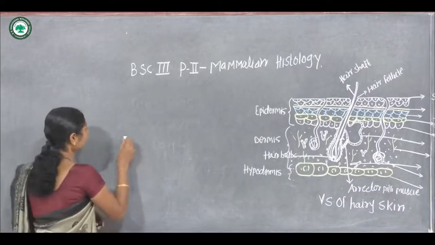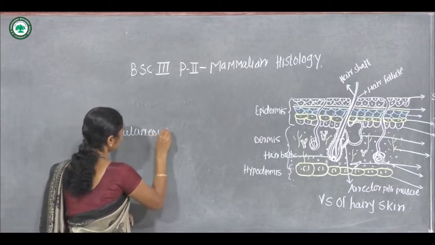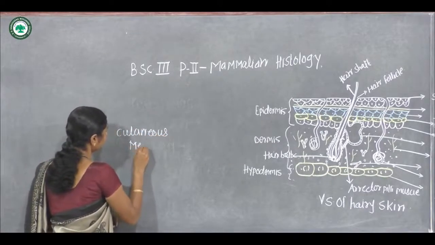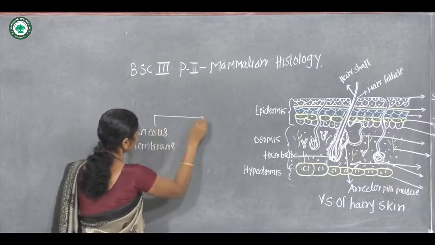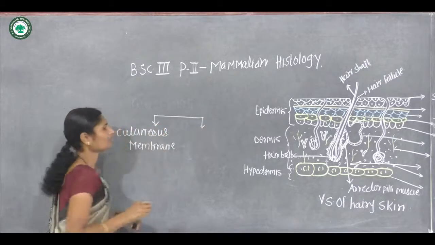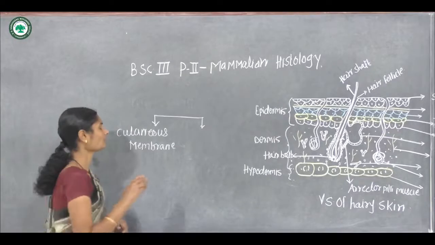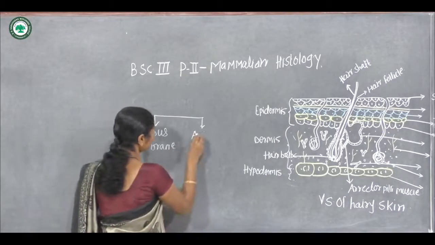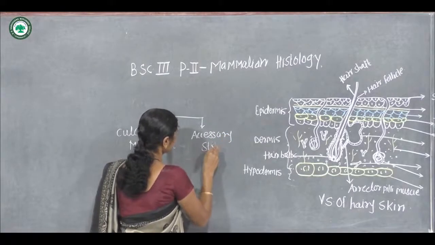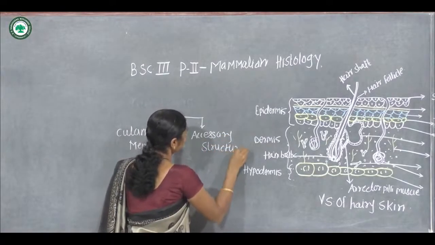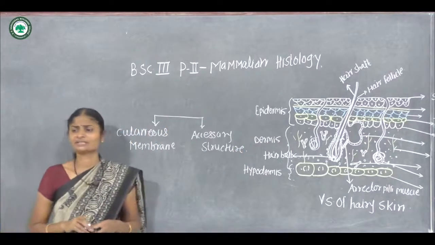First component is the cutaneous membrane, and the second component is the accessory structures present in the skin.